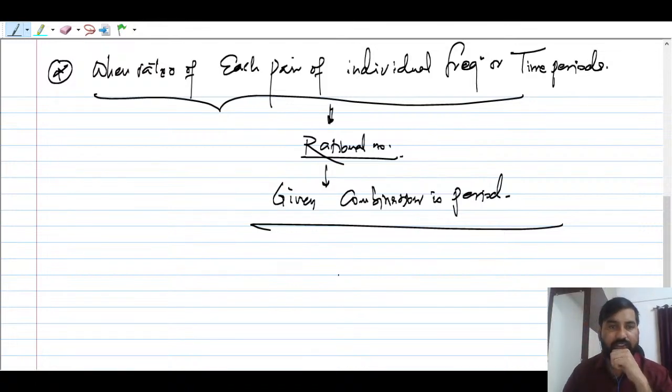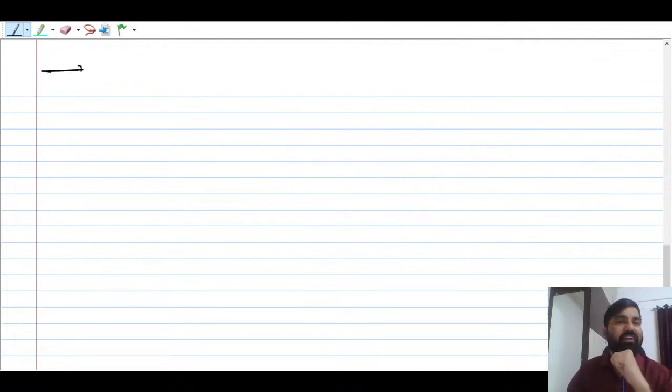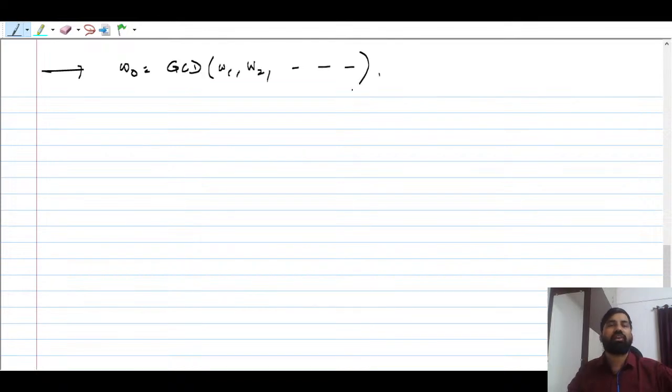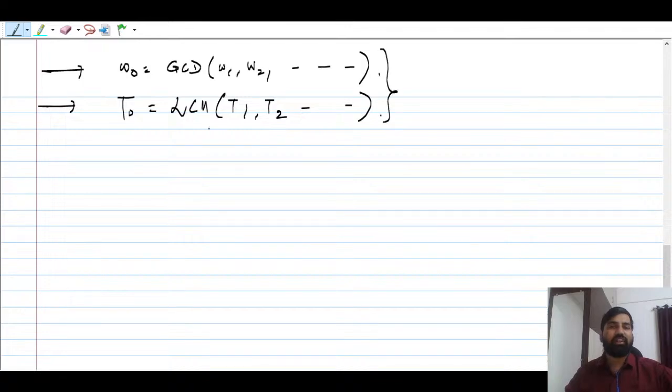So this is one of the very important steps. If you claim that the given sinusoids are periodic, then how can you find the fundamental frequency? You can find the fundamental frequency just by taking the GCD. Omega naught is nothing but the GCD of omega 1, omega 2 and so on. Or you can also find the fundamental time period by taking the LCM of T1, T2 and so on. This is the step that you have to follow.